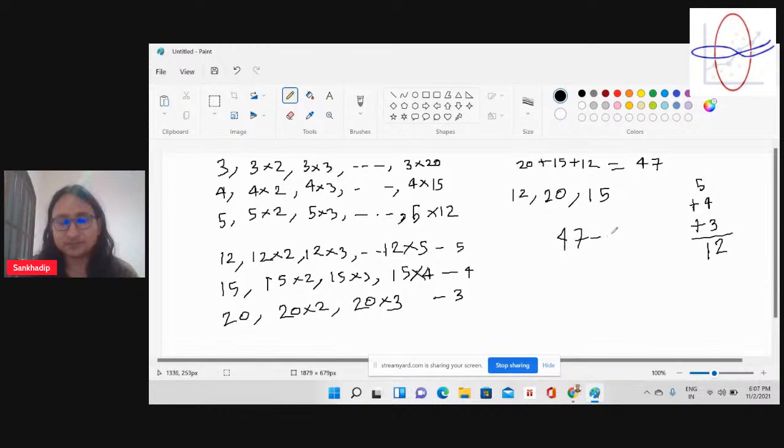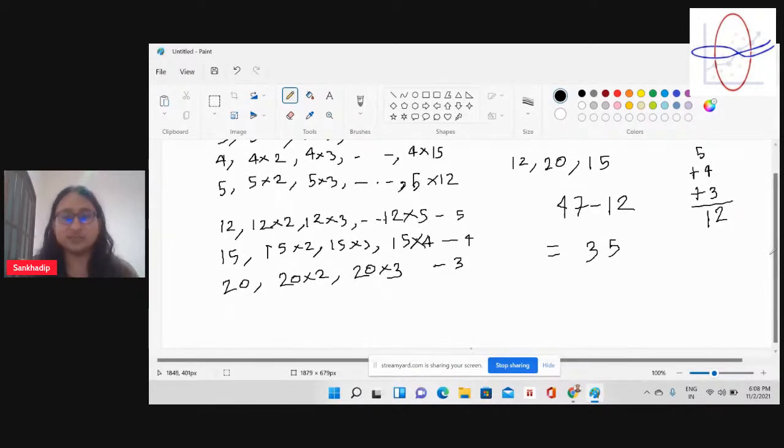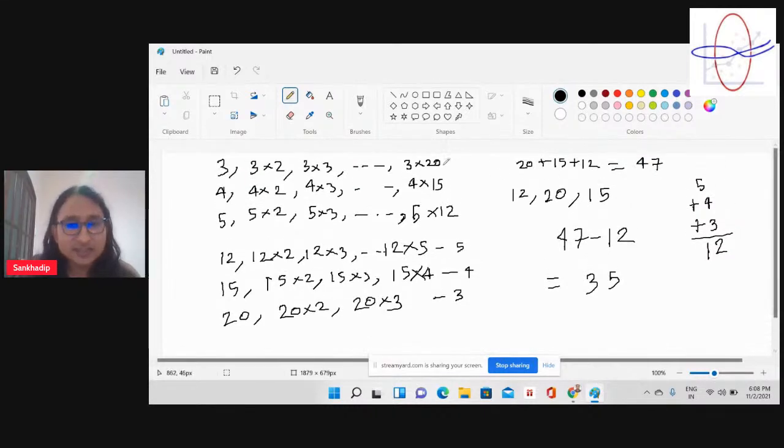So 47 minus 12, how much is that? 35. Still there's a problem. Now there is some undercounting. Why? Because the number 60, which is divisible by all three, has been subtracted too many times. We have to add that back in. So we have to do plus 1, because 60 was first counted thrice, then it was subtracted thrice, and then we'll have to add it back in. So plus 1.